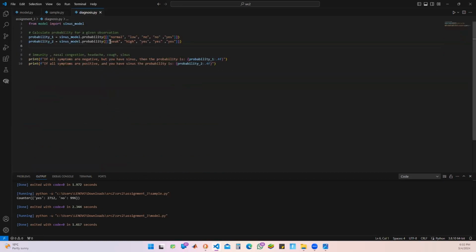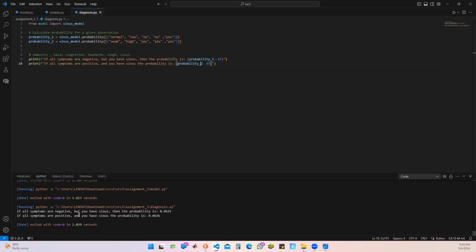Now, in order to determine the probability, I have input some parameters over here. So the first one is the immunity. If you have a normal immunity and you have low nasal congestion, you have no headache, you have no cough, but you do have sinus, then what will be the probability? And the second probability is when you have a weak immune system and you have all of the symptoms present for sinus and you do have sinus, then what is the probability? So let me run this.